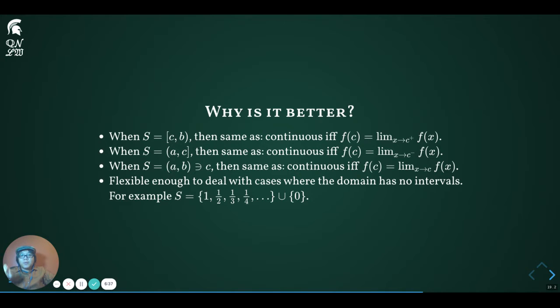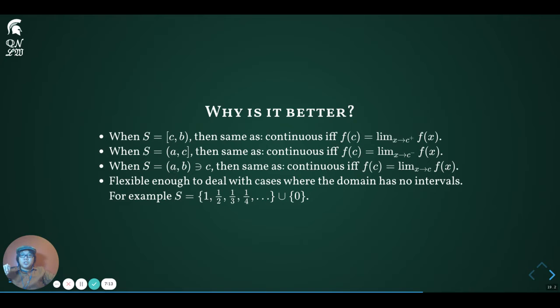If we have a half-open interval from C to B, then the definition is the same as saying that f of C equals the limit from above at C. If we have a half-open interval from A to C, then the definition is the same as saying that f of C equals the limit from below at C. If the domain is an entire open interval around C, then the definition is the same as saying that f of C equals the limit of f at C.